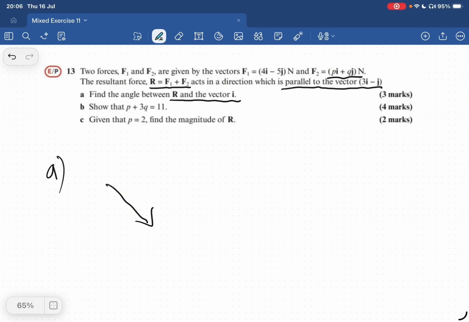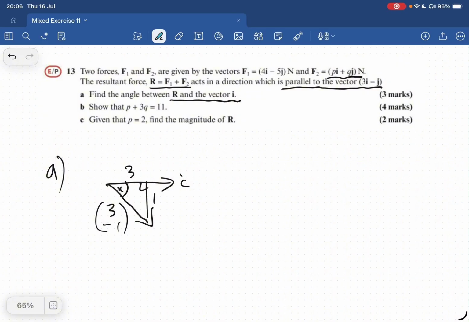So let's draw out this parallel vector, (3, -1), and let's draw out what i would be. R is parallel to this vector here. Even if R was, I don't know, like this, you still have the same angle, because this is then going to be your i. The point is that the parallel vector to R has the same angle with i as R does. So what angle is this between i and (3, -1)?